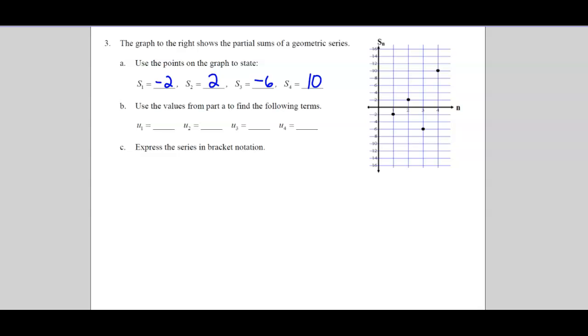Okay? So remember what we know. Those are partial sums. The first term and the first sum are exactly the same value. The second sum is the sum of the first two terms. So if these have to add together to get 2, that must mean that the second term is 4.